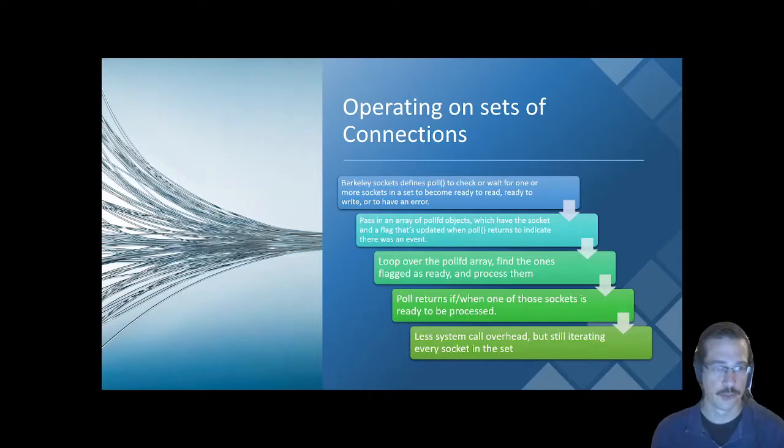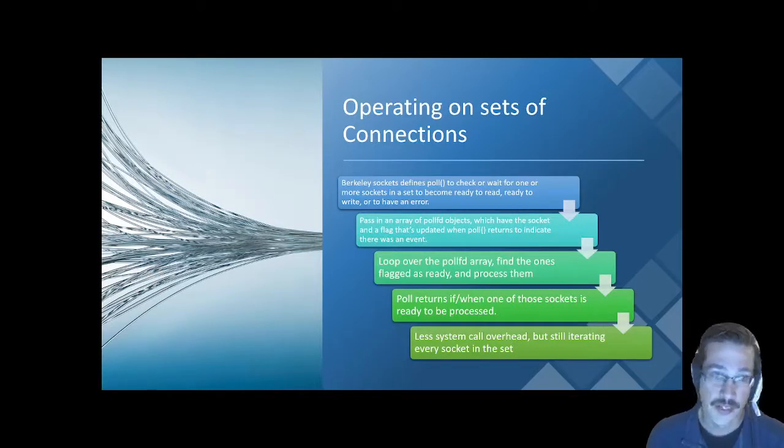So the original Berkeley Sockets API has a mechanism for reducing the number of system calls. It's the poll system call. And you can basically pass it an array of pollFD objects. And it will go check all of the sockets in that array, and it will report back to you which ones are ready to send or receive.